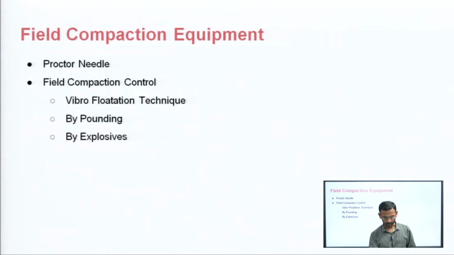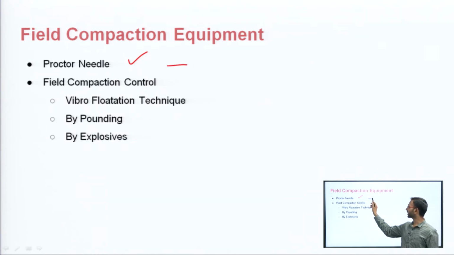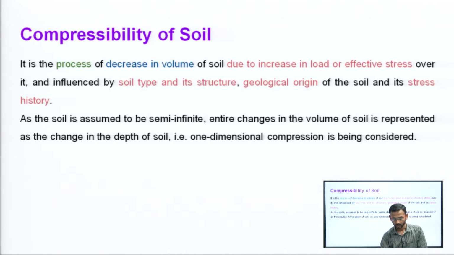Now, we already studied the Proctor needle test, wherein you find out the water content and you calibrated that, and then we moved on to the compaction curve. Then field compaction control is done by vibroflotation technique, by pounding, and by explosives. So, these are a few methods in which you do the compaction in the field.